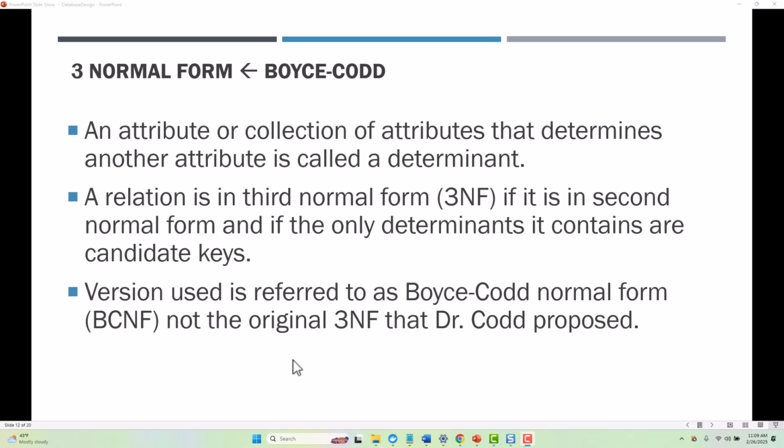Then I need to look at the third normal form, and this is going to be an attribute or collection of attributes that determines another attribute is called a determinant. And the relation is in third normal form if it is in second normal form, and the only determinants it contains are candidate keys. So in this case, we have our employee num that determines our employee name. We didn't remove it before because it wasn't a partial dependency based off of our primary key. Well, that's going to be considered a transitive dependency, and we're going to need to remove it in order to get to third normal form.